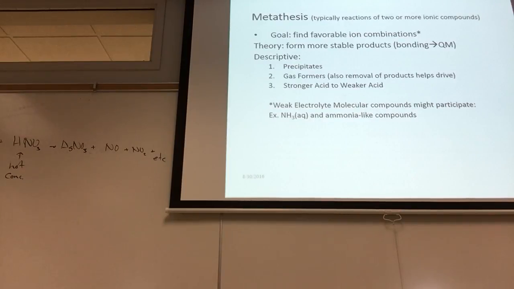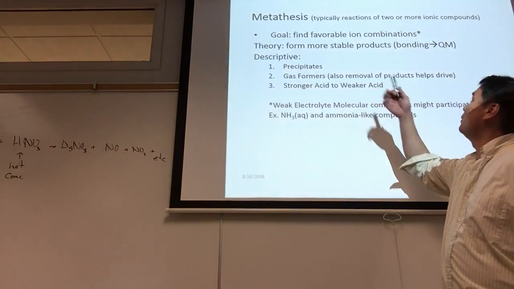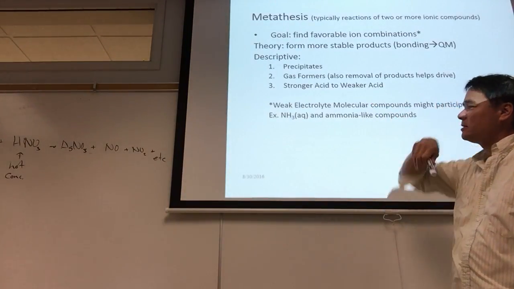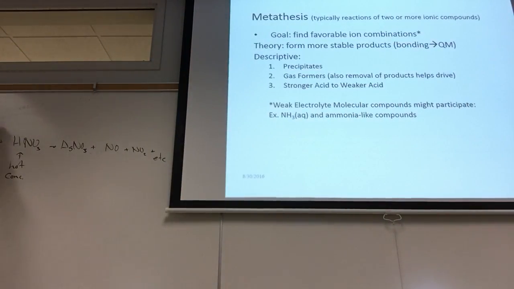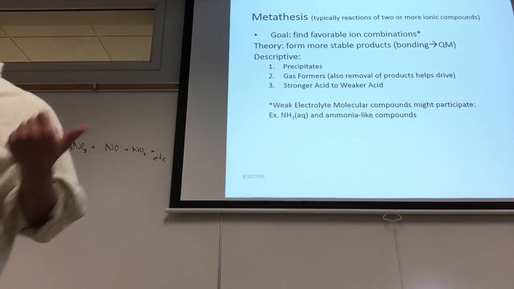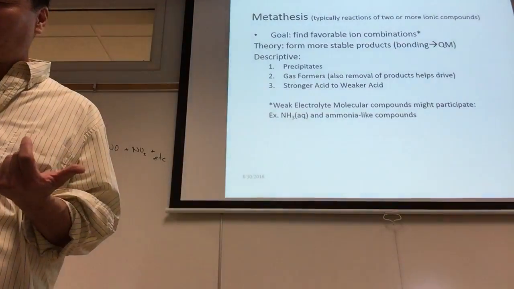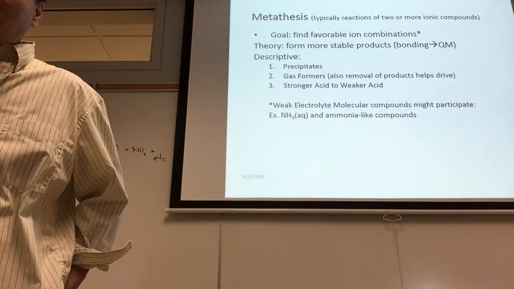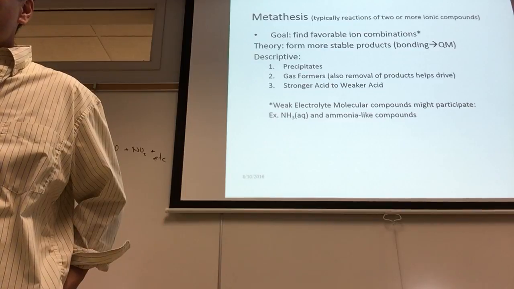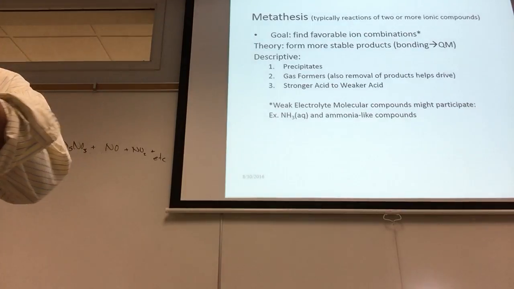So just to review, these are the reactions for metathesis, which are double replacement. Essentially, this is what metathesis means. Why do I call it metathesis? I call it metathesis because not everything fits the AB plus CD pattern. Metathesis is AB plus CD, right? And so rather than calling it double replacement, which is AB plus CD, I'm going to replace the term double replacement with metathesis. And what metathesis is, is a favorable ion combination.